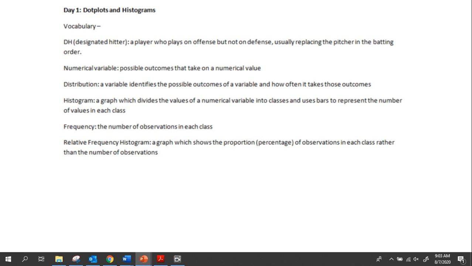A numerical variable is a variable whose possible outcomes take on numerical values. A distribution of a variable identifies the possible outcomes of the variable and how often it takes those outcomes. A histogram is a graph which divides the values of a numerical variable into classes and uses bars to represent the number of values in each class. Frequency is the number of observations in each class. Relative frequency shows the proportion or percentage of observations in each class rather than the number of observations.